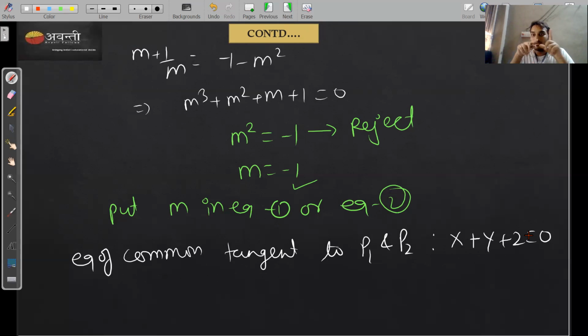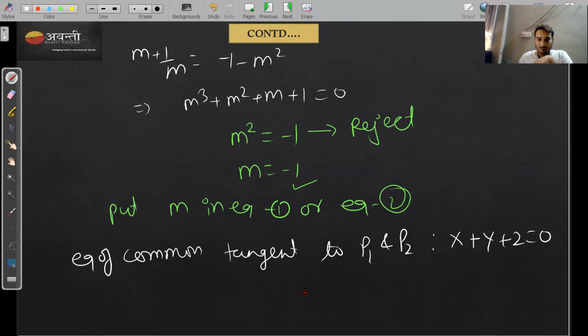P1, P2, not to the P1, P2 C. We don't know still that this equation, x plus y plus 2 equal to 0, is the tangent to the circle. See, if it is not the tangent to the circle, then in that case, there is no common tangent that exists, right? So how do you find the equation?